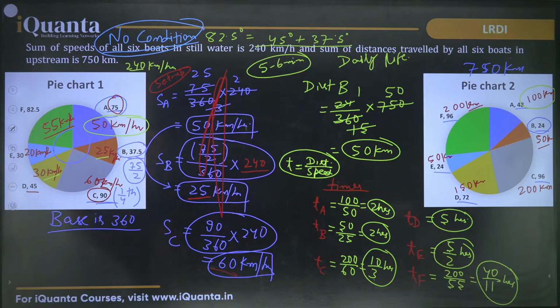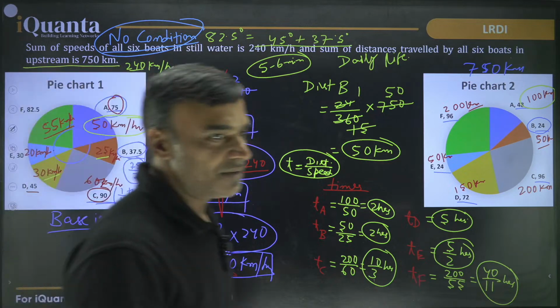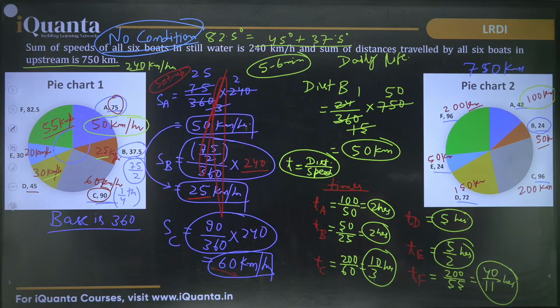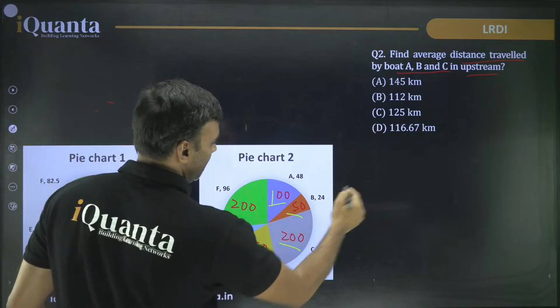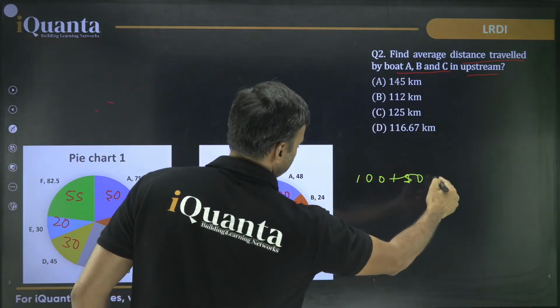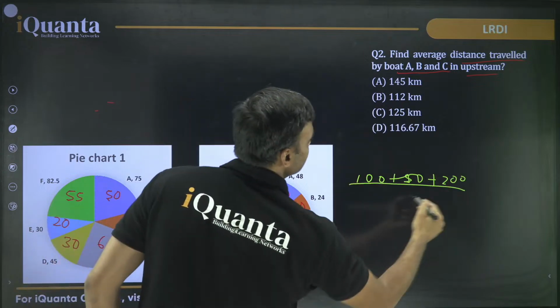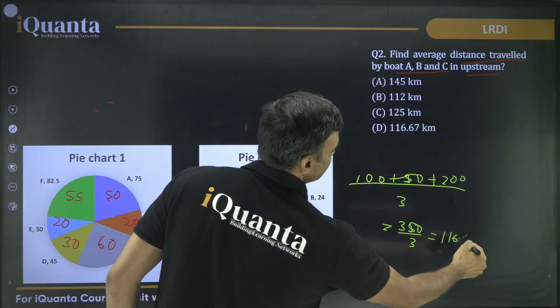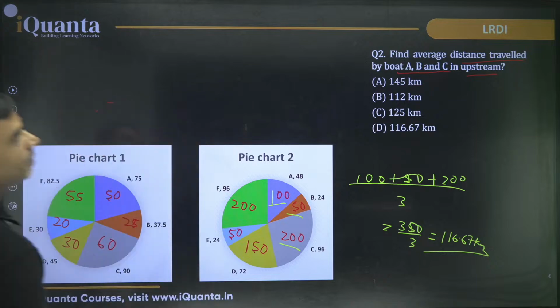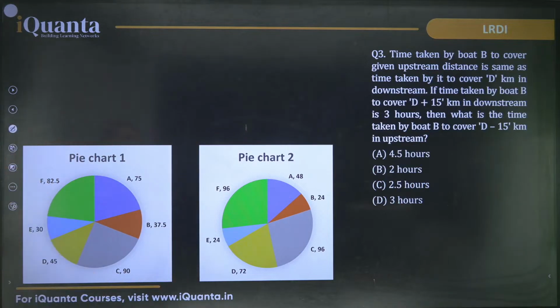Acha. I get it now. This was given in upstream, right? I think somebody was saying that, na? कोई तो बोल रहा था. हाँ. I get it. ठीक है. Upstream ही है, right? ठीक है. So let's go back there, and we just take 100 plus 50 plus 200. So directly these distances divide by 3. So 350 divided by 3, that is 116.67 kilometers. ठीक है. Let's take up the next question. See what happens. ये वाला.